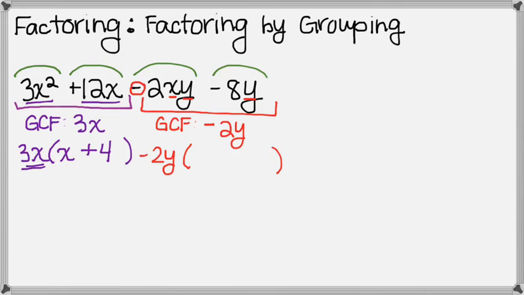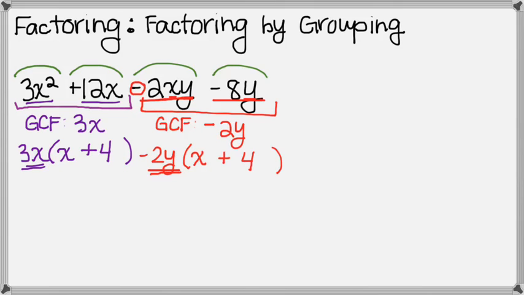So negative 2xy divided by negative 2y is going to be a positive. The 2's cancel and the y's cancel, so we're left with just an x. And then negative 8y divided by negative 2y. Negative 8 divided by negative 2 is a positive 4, and then y divided by y is just going to cancel out essentially to become 1.